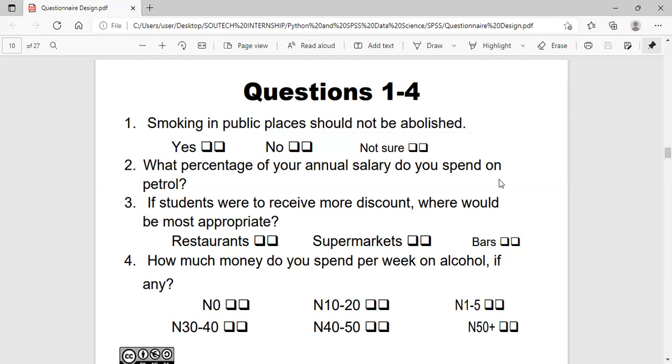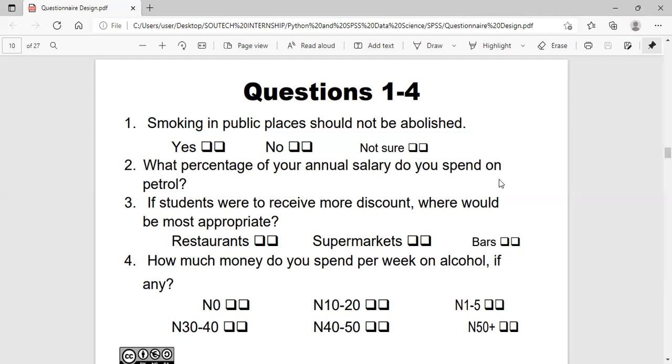Time's up. When you heard this question, did you think to yourself, but why will students only want discounts in these 3 places? And there are other places that they would like discounts as well? If you had that thought, you were correct. All the options were not exhausted. There are more places students can get discounts.